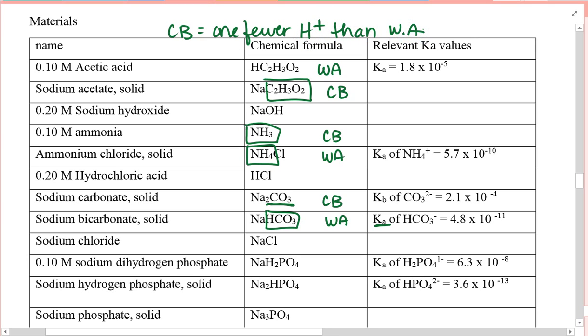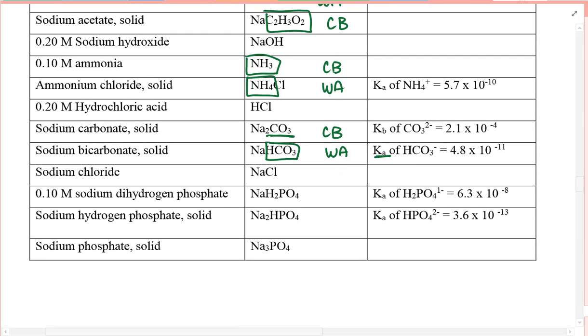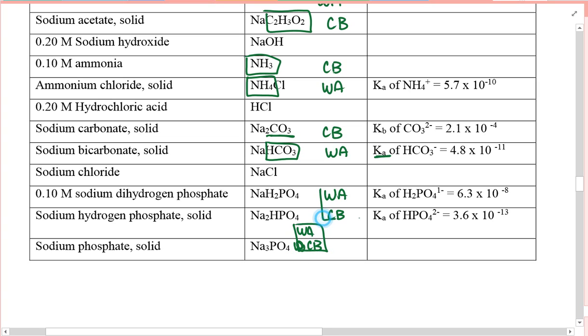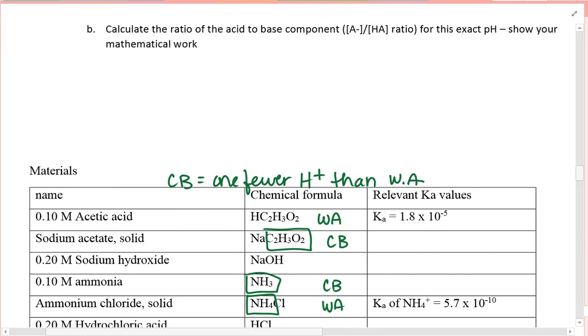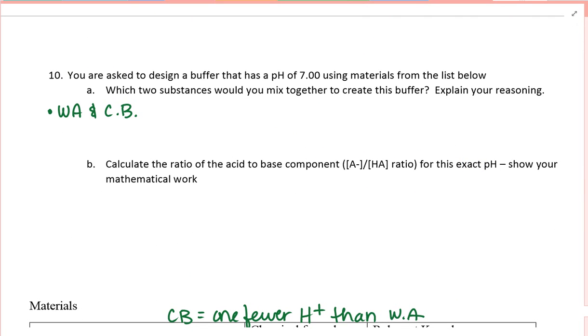That's the rule here. So I've got several acid-base pairs here. Here's another acid-base pair. This could be my weak acid, and this could be its conjugate base. And funnily enough, this one could also act as a weak acid with this one right here as its conjugate base. So HPO4 could go either way. All right, so we've got several options for buffers.